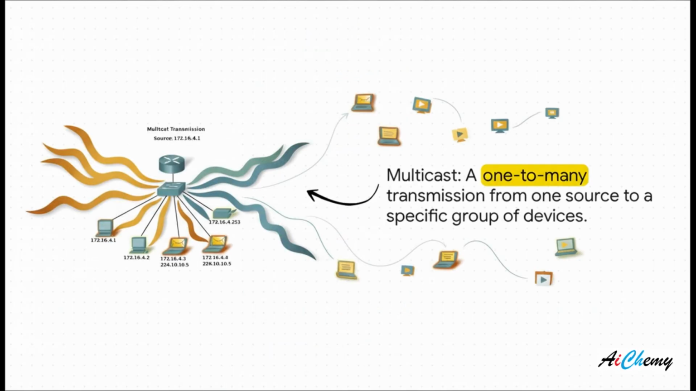And finally, we have this really clever middle ground called multicast. This is a one-to-a-group transmission. The message isn't for everybody, just for those who've specifically subscribed or shown interest. The perfect example is streaming a live video. The server sends out just one stream, and only the devices that have opted in actually receive it. It's way more efficient than sending a separate individual stream to every single viewer.